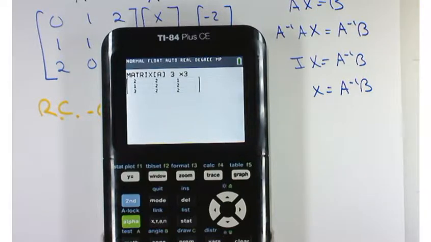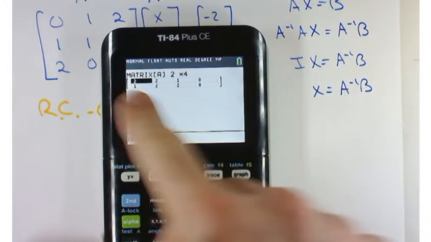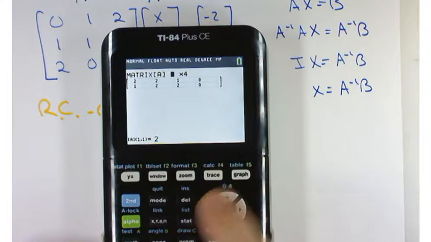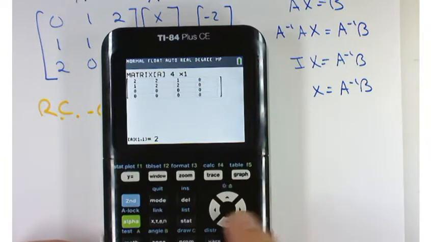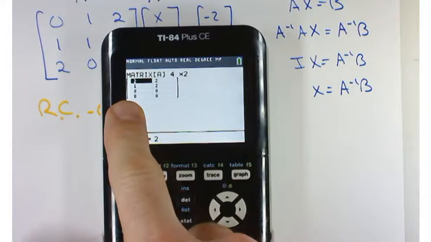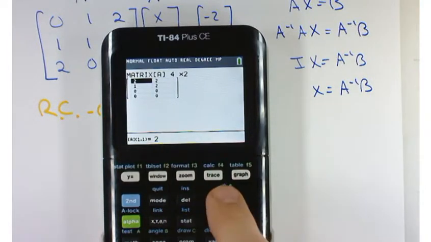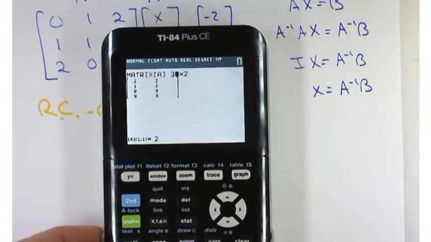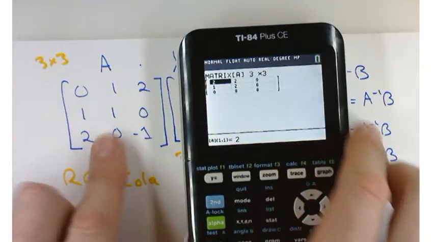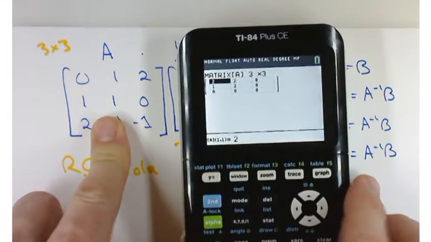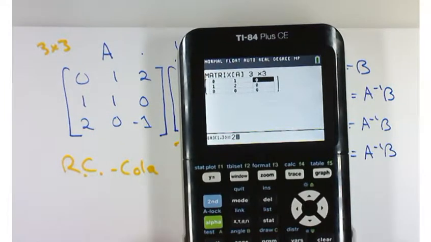Your calculator is going to ask you for the dimensions. It's always row then column. Now for a square matrix, 3 by 3 is not going to make a difference. But just watch real quick if I did a 2 by 4: 2 rows, 4 columns. Or I can go back and do a 4 by 2, so 4 rows, 2 columns, etc. It's asking you initially what's the size of your matrix. We want a 3 by 3 matrix. We're going to input this right here. So that'd be 0, 1, 2, 1, 1, 0, 2, 0, and -1.